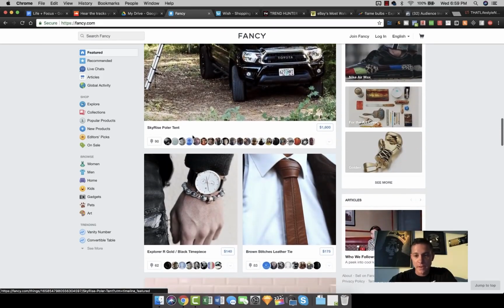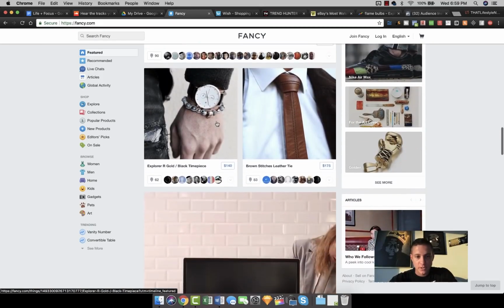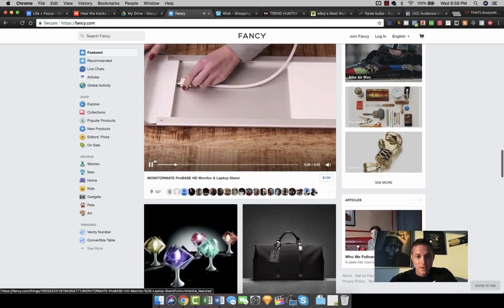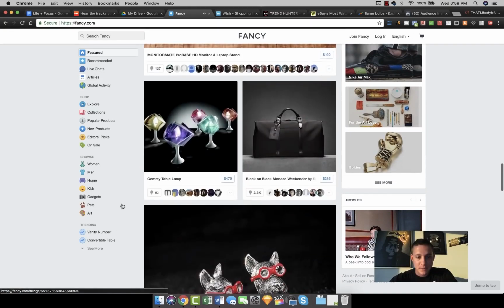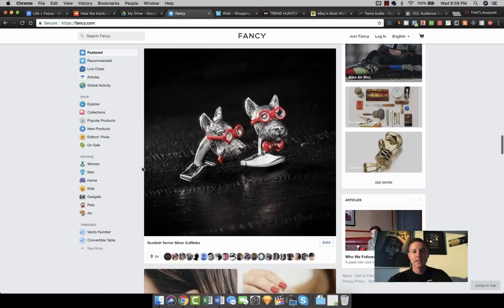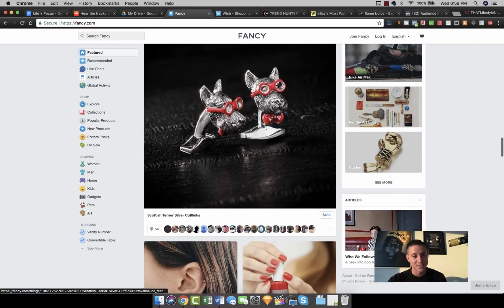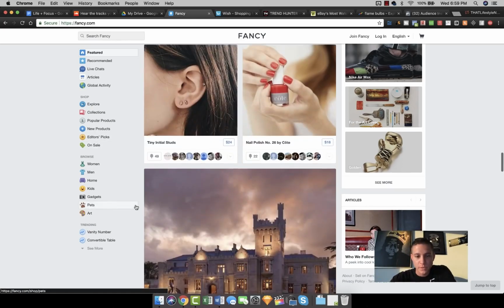And so there's a ton of stuff here. Golden for the art lover, explorer. They have watches, brown stitch leather tie. Right. Now you can connect HD laptop stand, Gemmy table lamp. These are pretty cool, kind of expensive, but definitely something that would be interesting to look at. Scottish Terriers cufflinks. These are great, right? This would be an example of something that I've personally never seen before from like a, quote unquote, jewelry. And you can see a lot of the social proof here, which is great.